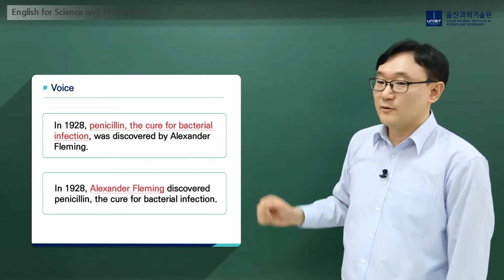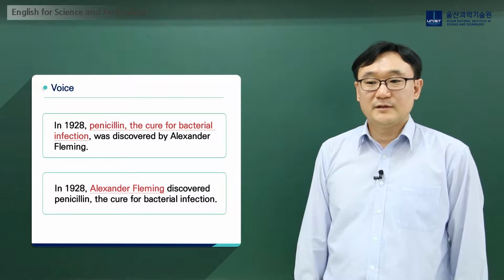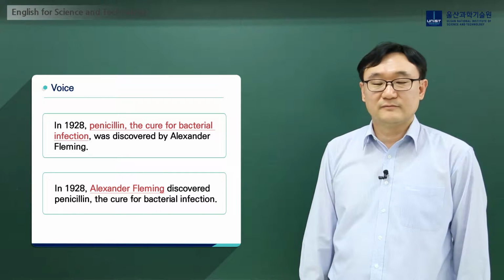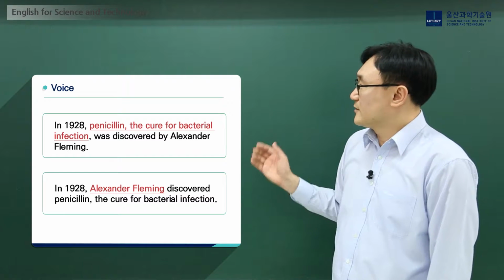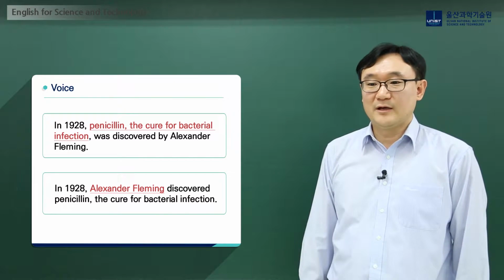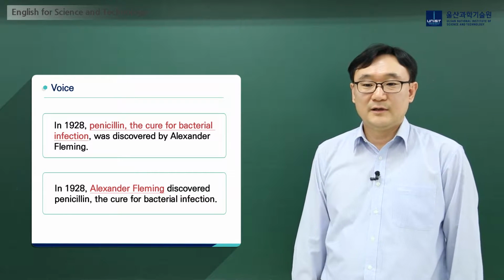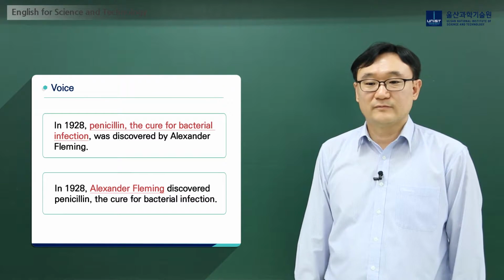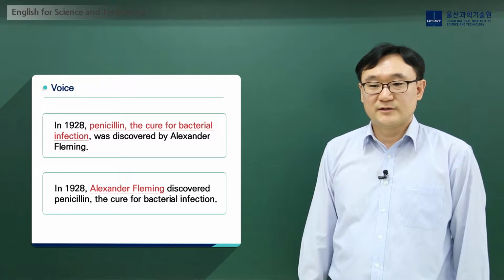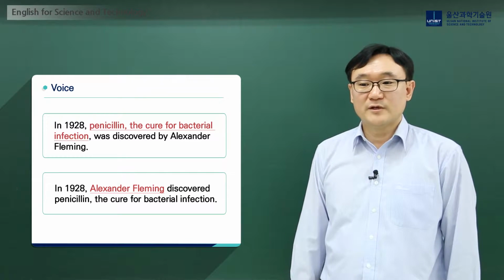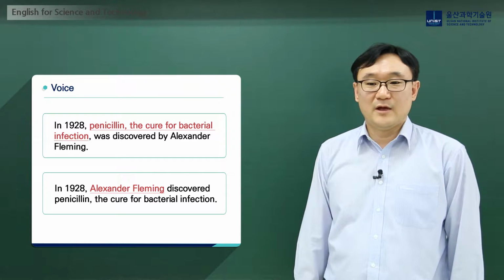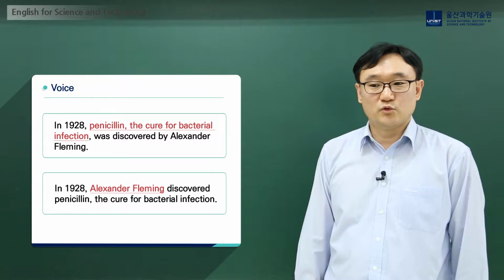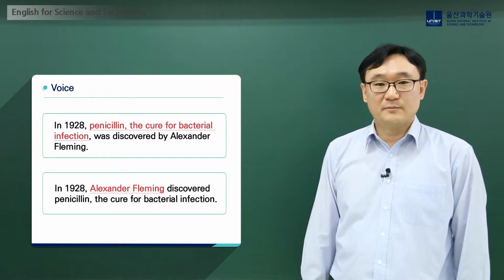In the first example, which is in passive voice, the emphasis goes to the penicillin, the cure for bacterial infection. In the active voice example, Alexander Fleming moves to the front. This has the effect of de-emphasizing the cure for bacterial infection. If the writer is concerned with penicillin, the passive voice would be the better choice. If the writer's main concern is the person who discovered the cure, then the active voice is a better choice.